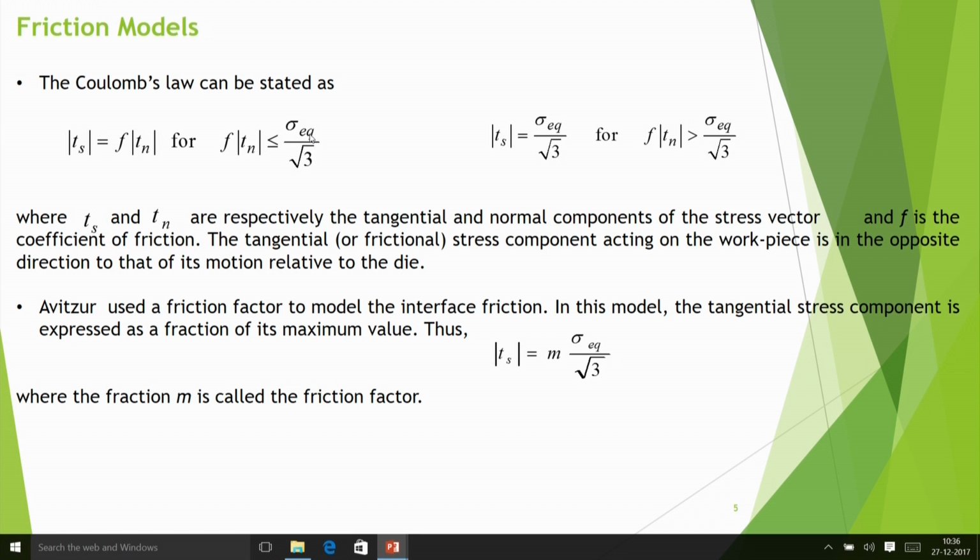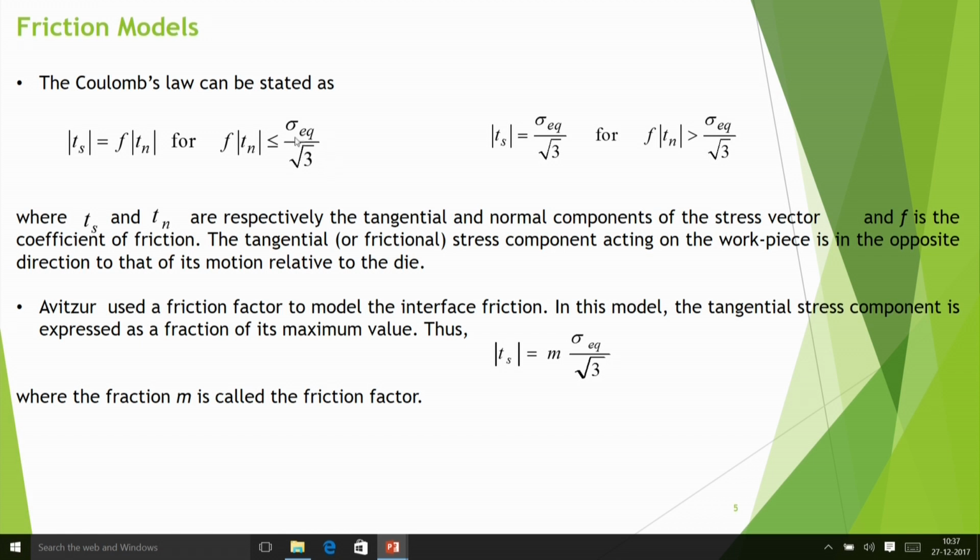What is sigma eq? That means equivalent stress in tension. That means maybe I can write it sigma y if I am not considering the temperature and strain rate effect. So, sigma y by root 3, that means maximum shear yield stress. So, as long as the yielding of the surface is not taking place, the assumption is that you cannot increase the shear stress on the surface beyond its yield shear stress.